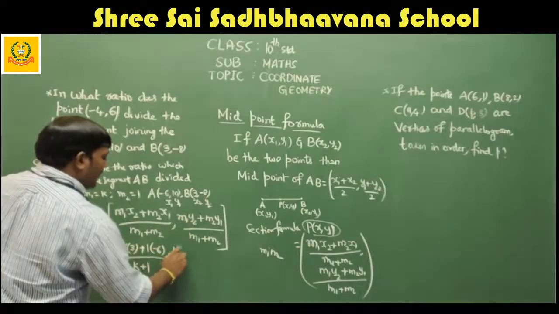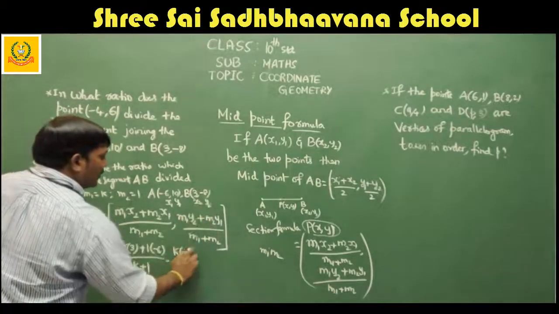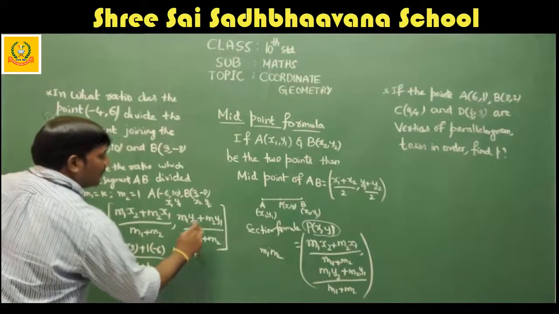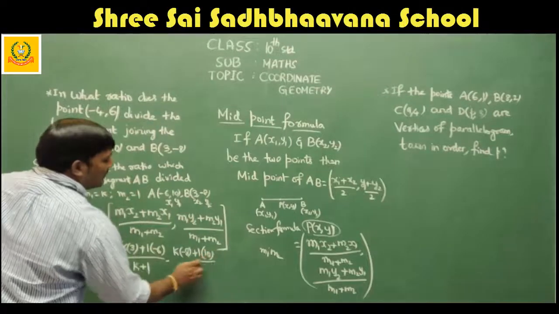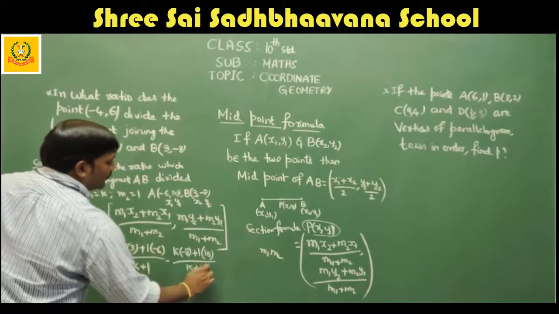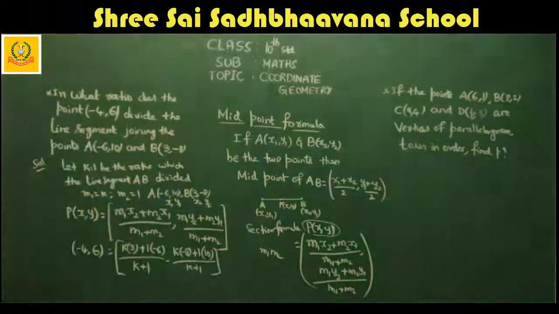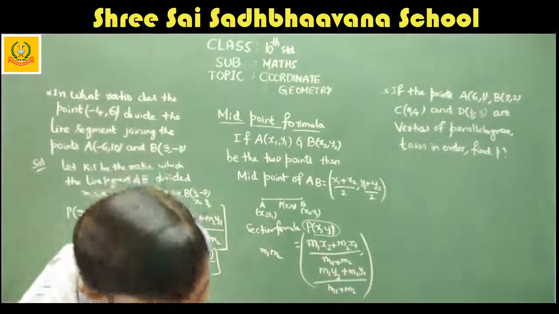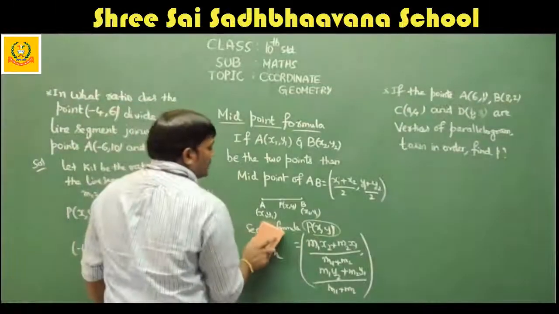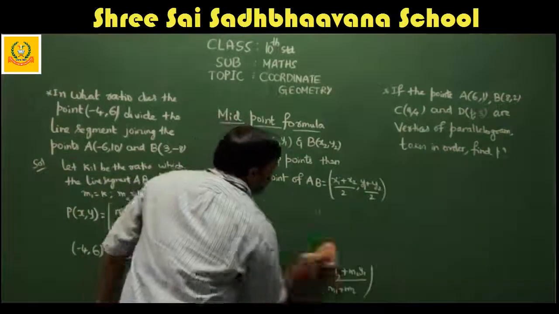M1 Y2. So K into what is Y2 value? Minus 8 plus what is M1 again? 1 into Y1, which is 10. So divided by M1 plus M2. So we just substituted. See, nothing else I did, just substitution I did. That's all. M1 value, M2 value, and x1, y1 and x2, y2, I'll just remove this. We substituted in the formula.